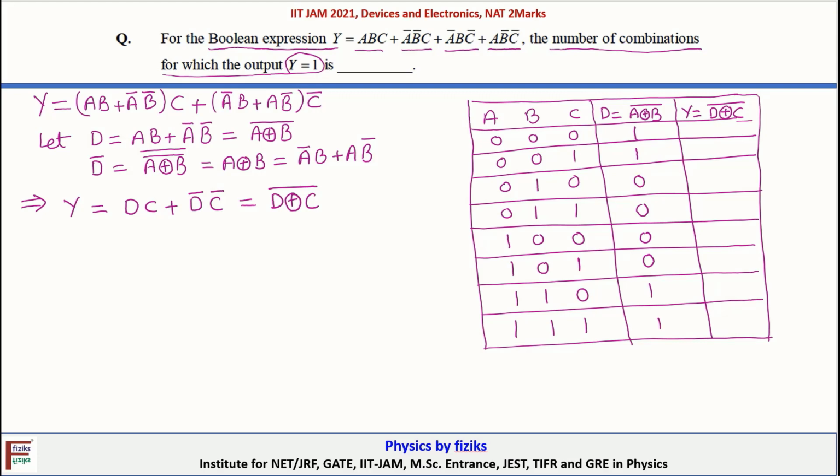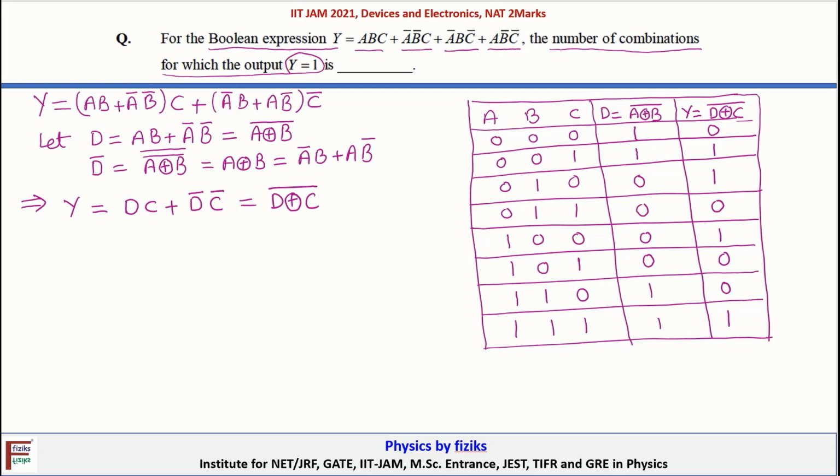So that is D. Now Y is given by the combination of D and C. So you have to see D XNOR C. So again it's an equality comparator. So when they are unequal, it will be 0. So the outputs are 0, 1, 0, 1, 1, this is 1. Then 0, 0, 1, 1, 0, it is again 0. Then 0, 0, this is 1. Then 1, 0, 0, and 1, 1, again this is 1.